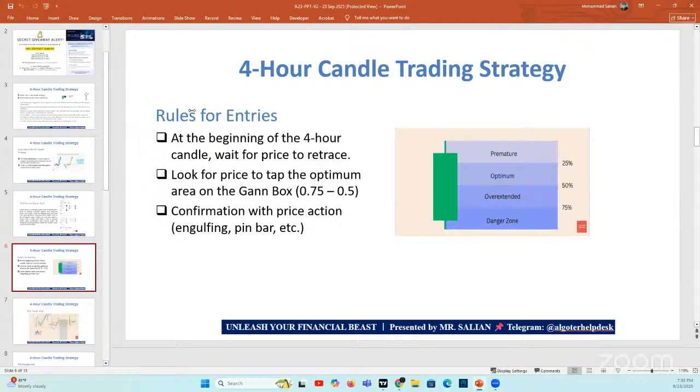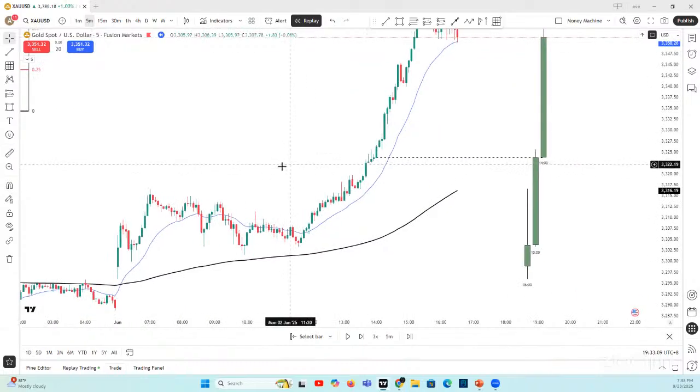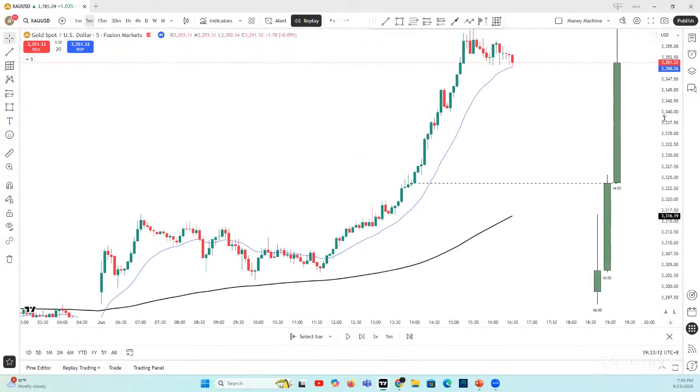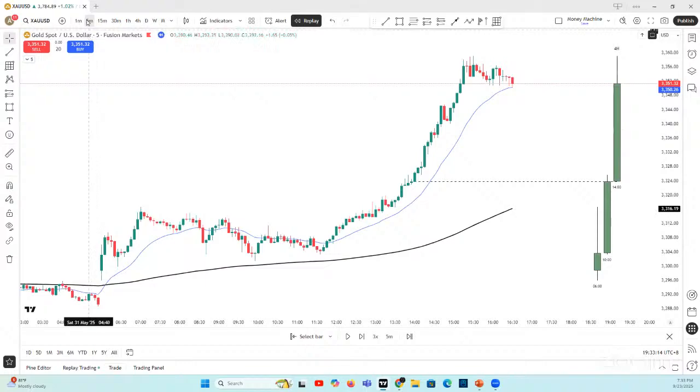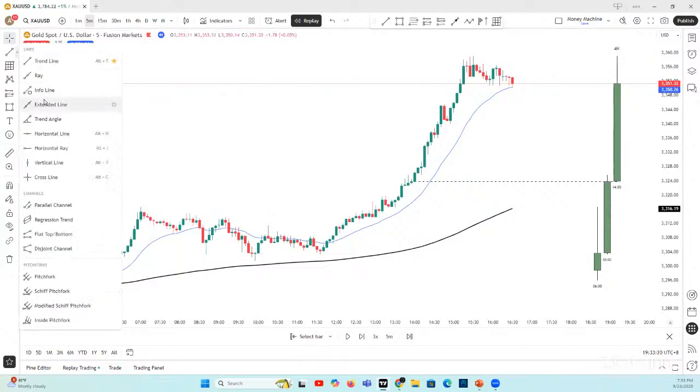the rules for entries in this strategy. At the beginning of the 4-hour candle, wait for price to retrace. So at the beginning of the 4-hour candle, at the beginning. If we are in the 5 minute, you don't need to go to the 4-hour. Just get the vertical line.